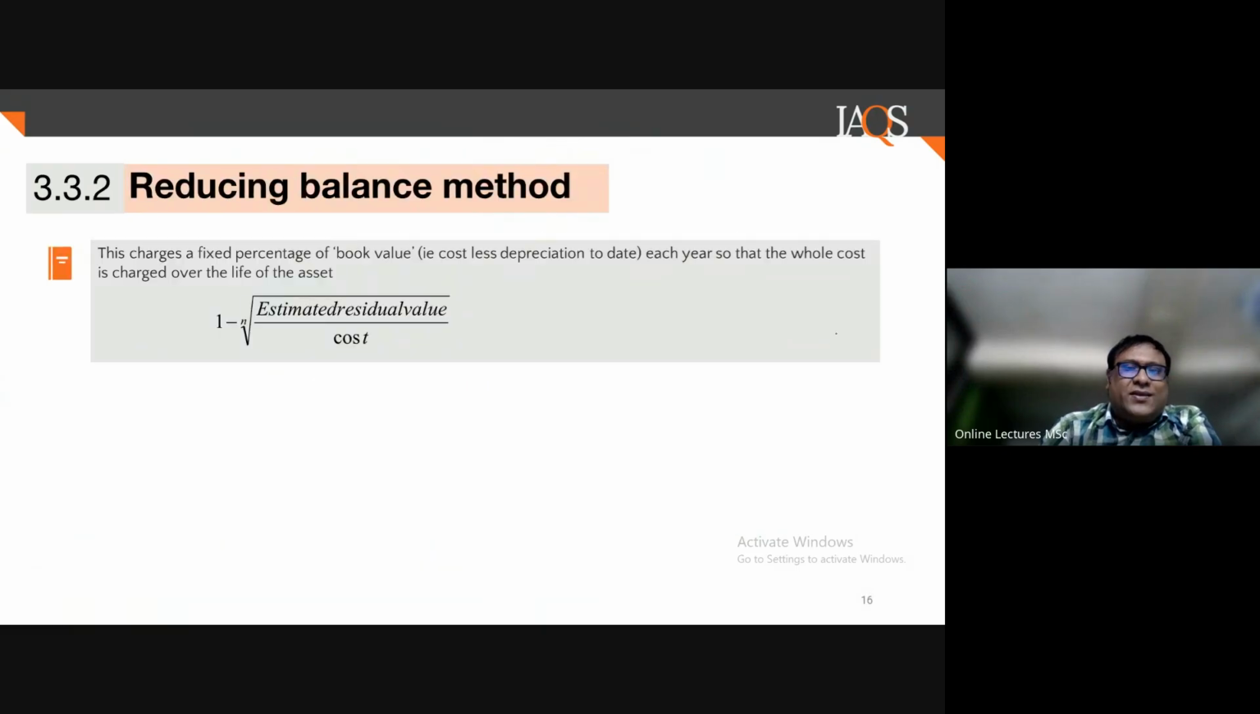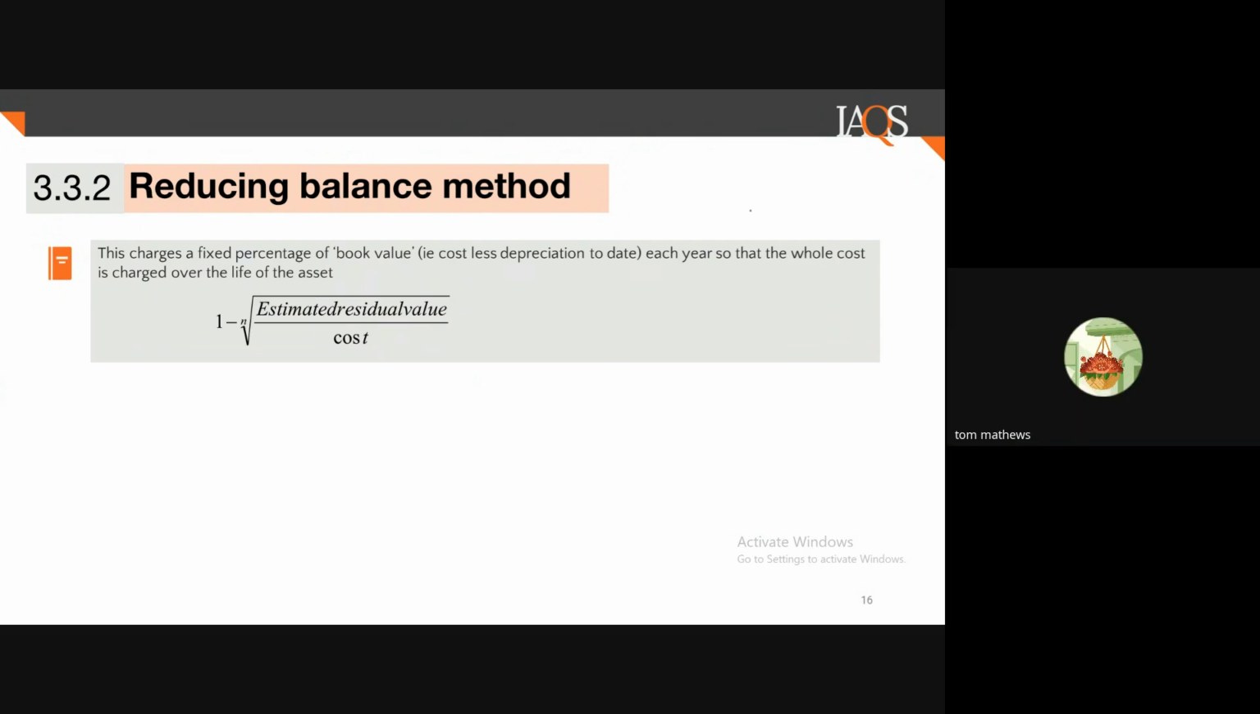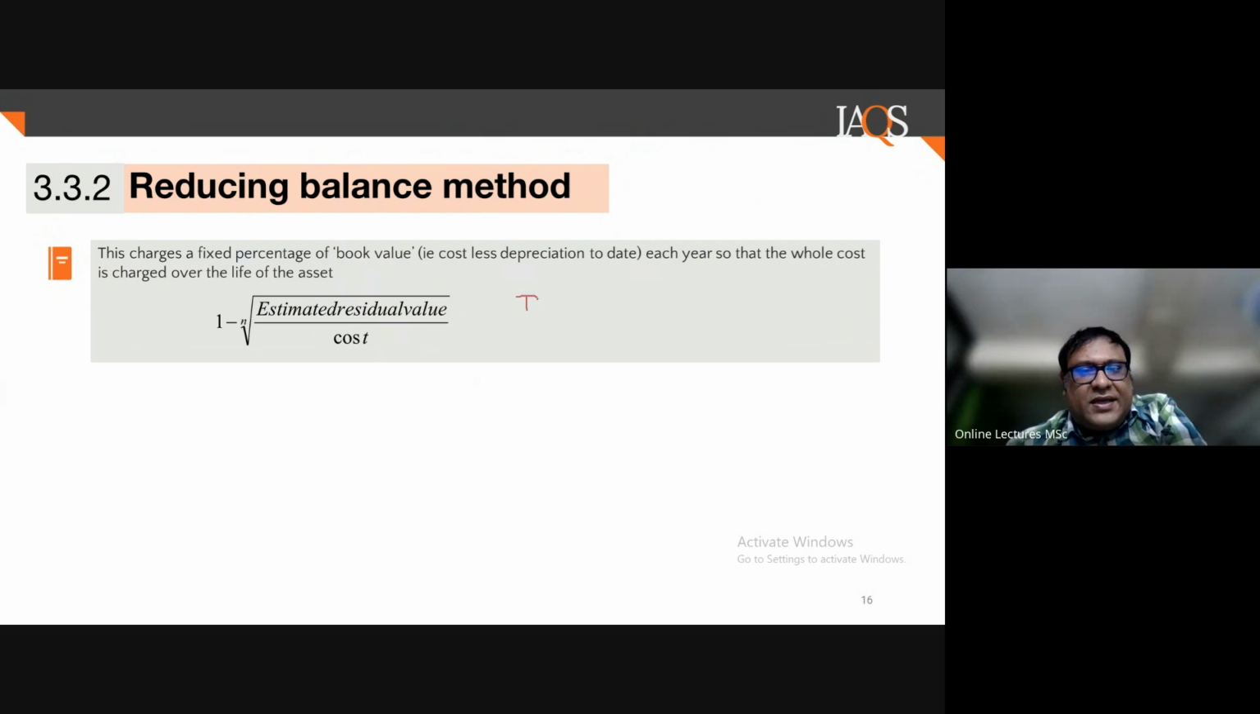Okay, Tom, I think we have done this in the past. The depreciation rate under the reducing balance method, or written down value method, will be 1 minus the nth root of the residual value divided by cost.